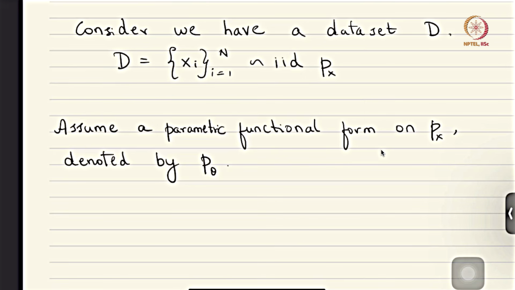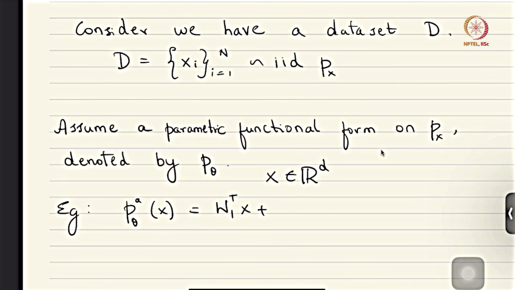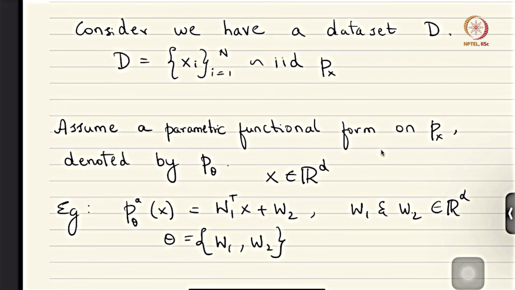So what do you mean by a parametric function? A parametric function is a mathematical function object that has a few parameters. One example can be a line. So let me give examples. p theta of x, because it is on x, can be, running out of alphabets, I told you. So let's say x is in Rd. Then this is w1 transpose x plus w2, where w1 and w2 are also in Rd. So here theta is w1 and w2. This is one example.